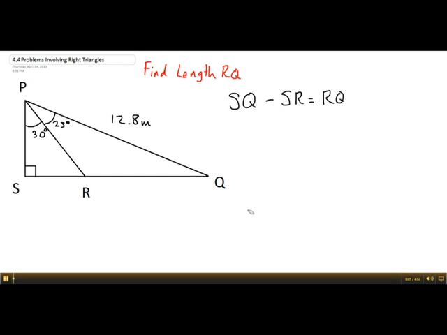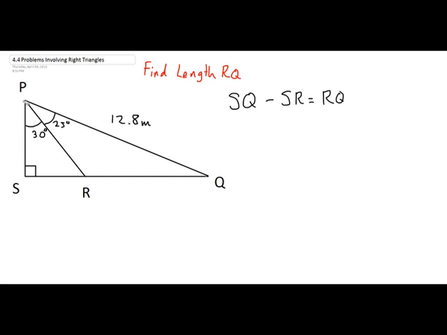Hello students, and we're going to be taking a look at one last example here, one question type. So here we have one triangle PQS, and it's a right angled triangle. Within it we have inscribed PRS. We're told that the angle SPR is 30 degrees and the angle RPQ is 25 degrees. The length P to Q is 12.8, and what we're asked to find is this length R to Q.